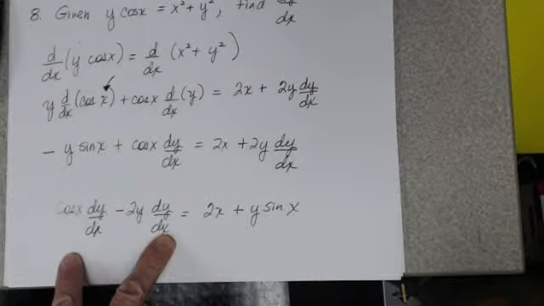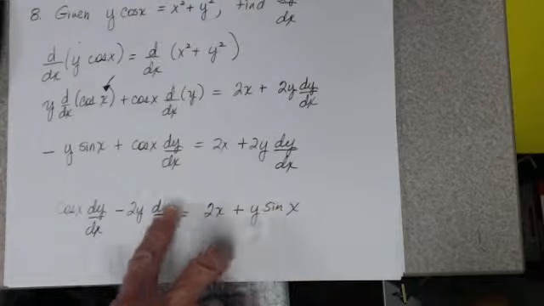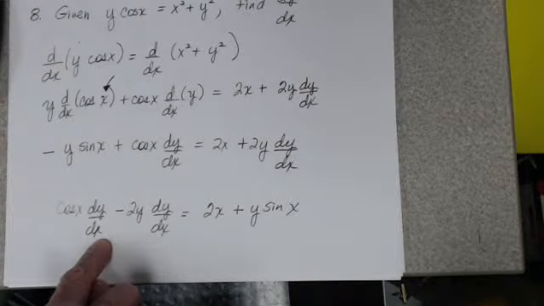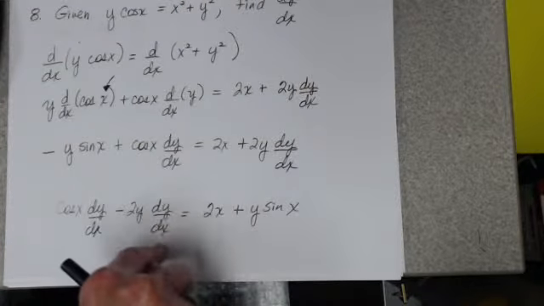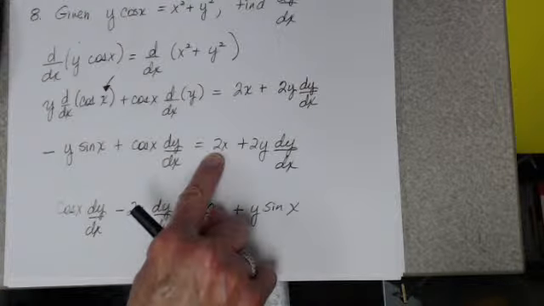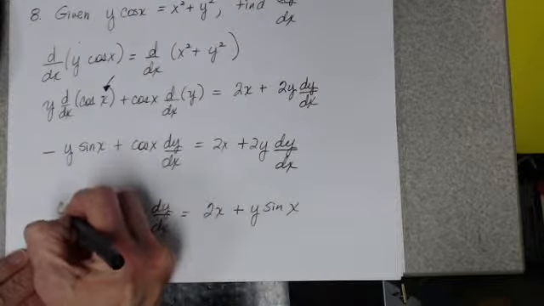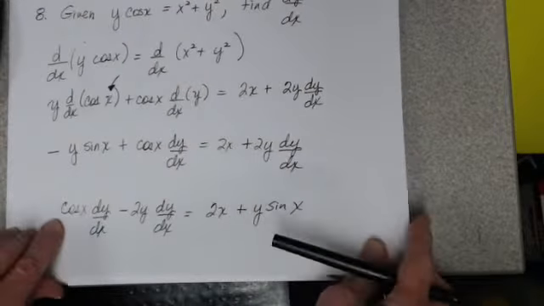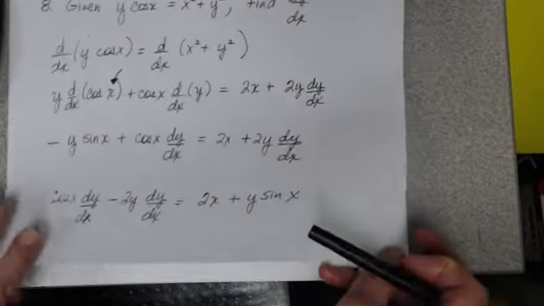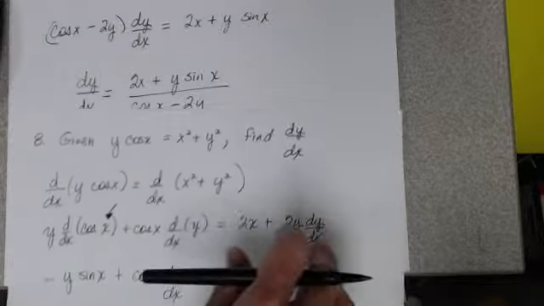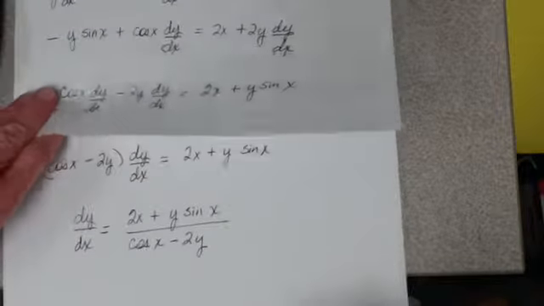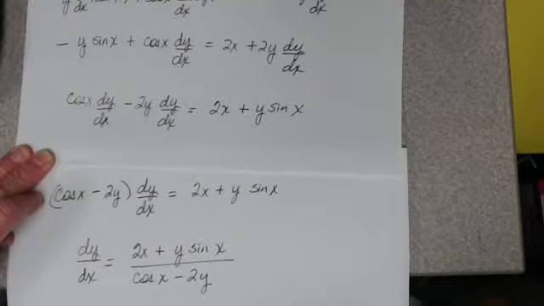I group together the terms containing dy dx, so that becomes the cosine of x times dy dx minus 2y dy dx is equal to 2x, and then I add y sine x to both sides, resulting in y the sine of x appearing to the right of the equal sign. Now I'm going to factor, because I'm solving for dy dx, I'm going to factor that expression.